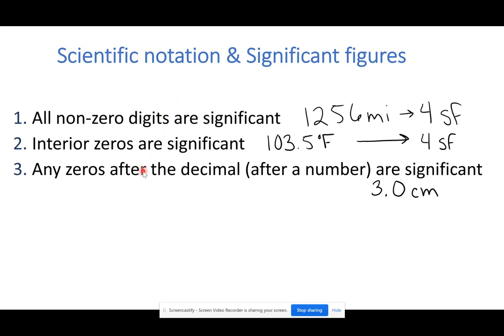So the first three rules are about things that are significant. The last two are about things that are not significant.